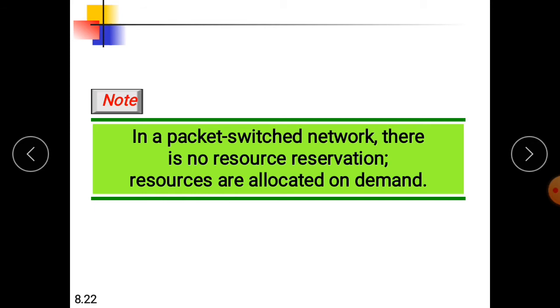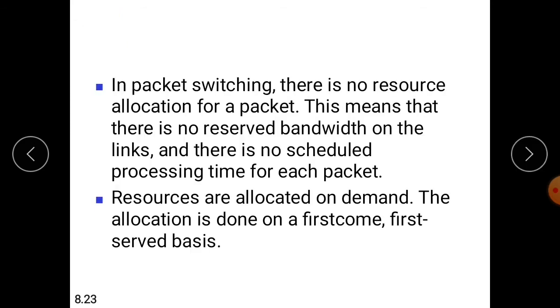In a packet switching network, there is no resource reservation. Resources are allocated on demand. That is, there is no resource allocation for a packet. This means that there is no reserved bandwidth on the link and there is no scheduled processing time for each packet. The allocation is always done on a first come first served basis.